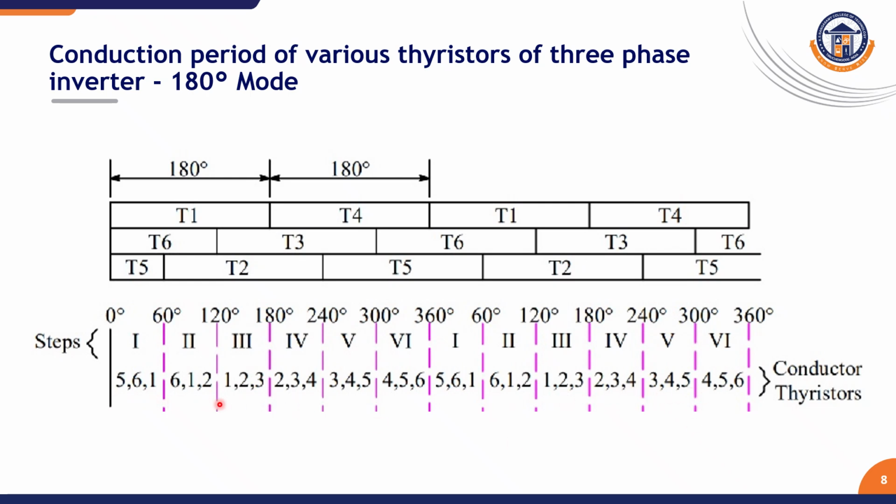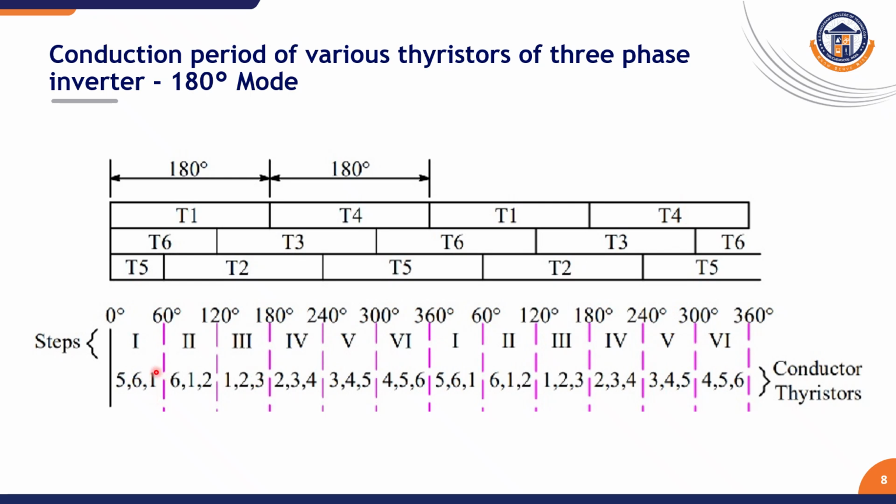You can observe here in each sequence of 60-degree interval, the switches, for example T1, T4, will be conducting for 180-degree interval. How can we observe this? Take the T1 switch here. You see here for every 60-degree interval, I will be changing the firing pulses.